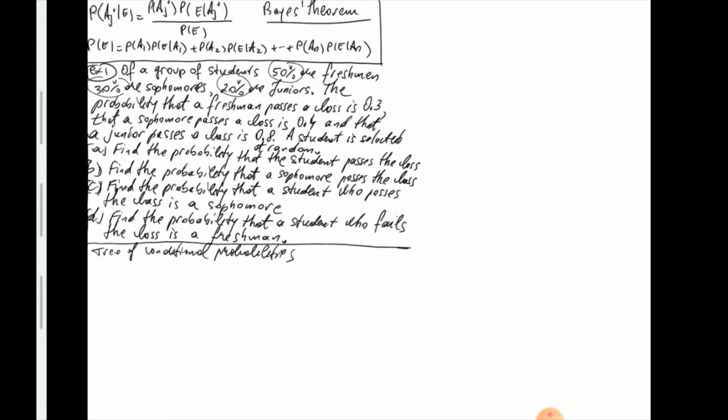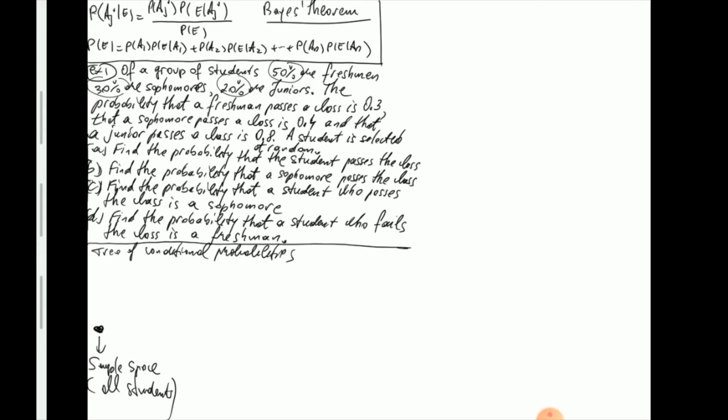So imagine that this tree starts with the root on the left, which denotes the sample space, which in this case are all the students in our problem. And then this sample space in these types of problems is split into, in this case it's three, but it's split into a partition.